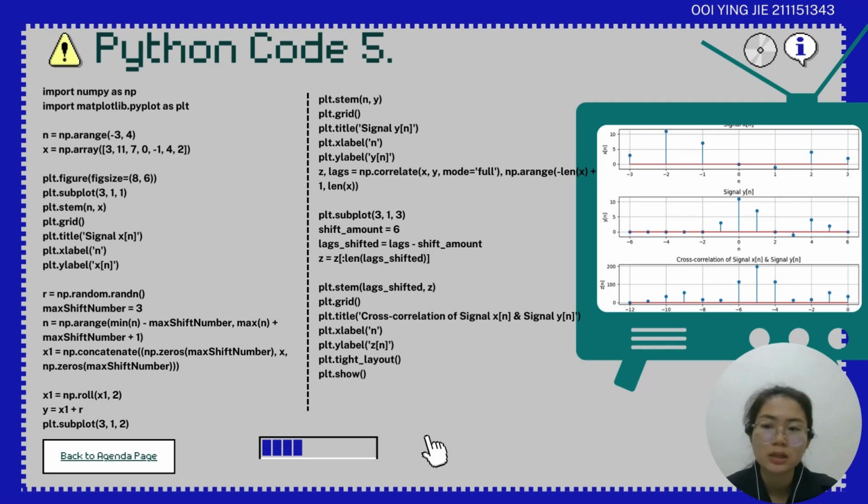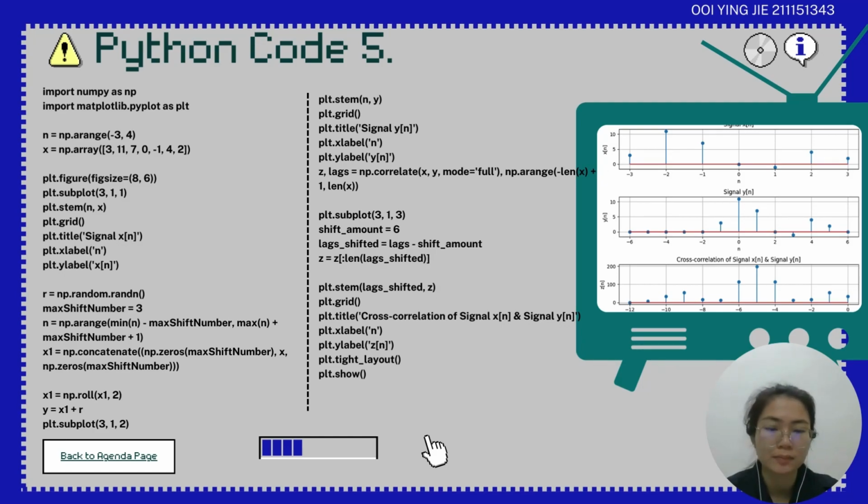Finally, use plt.tight_layout to ensure proper spacing and layout for all subplots, and use plt.show to display the complete figure with all 3 subplots. The code essentially generates and visualizes the original signal and shifted version of the signal with added noise, and their cross correlation.